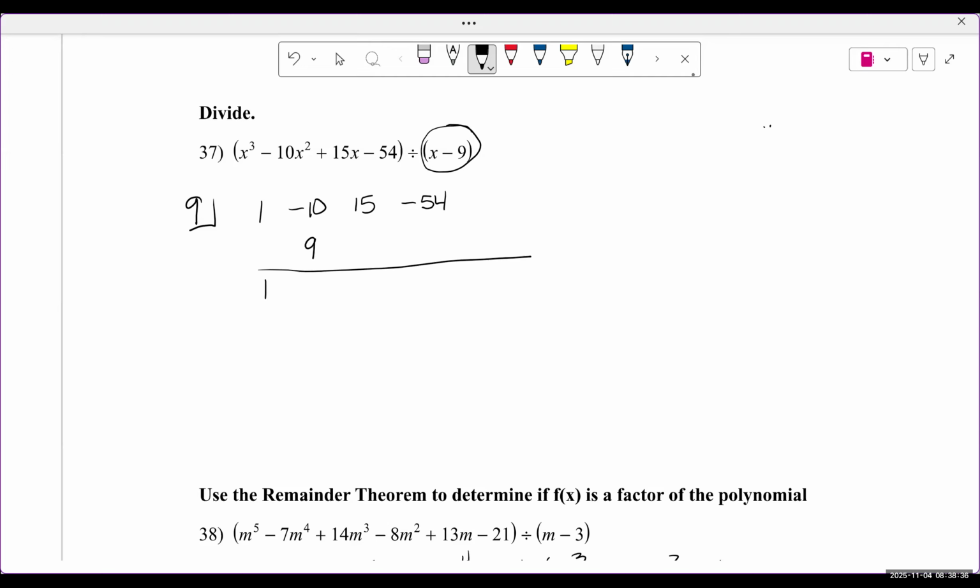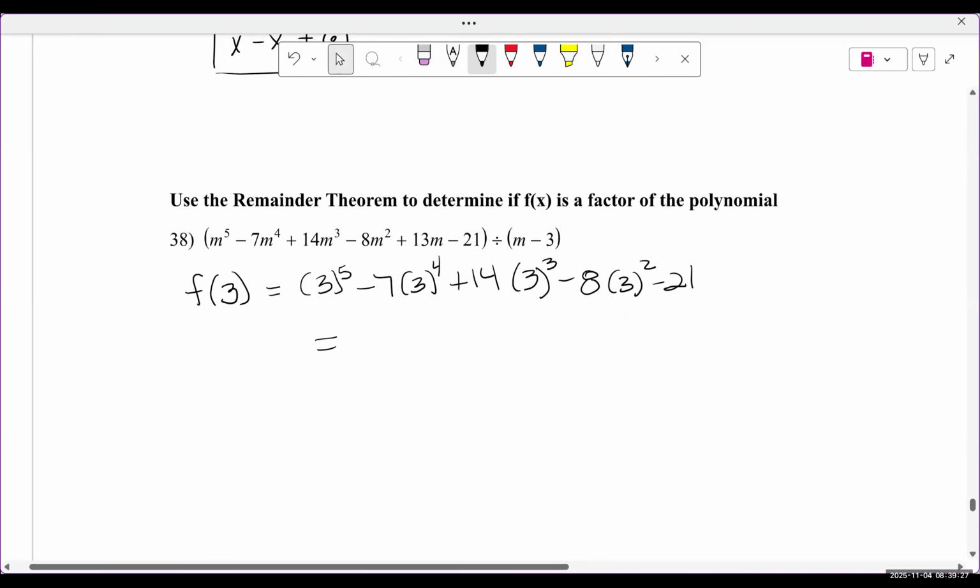1 times 9 is 9. Add down. Below the line, multiply. Add down. Multiply. Add down. My last one is the remainder. We have a remainder of 0. So we are breaking down the polynomial into its parts. Okay, so this division problem, the polynomial started at x cubed and now comes down to x squared.